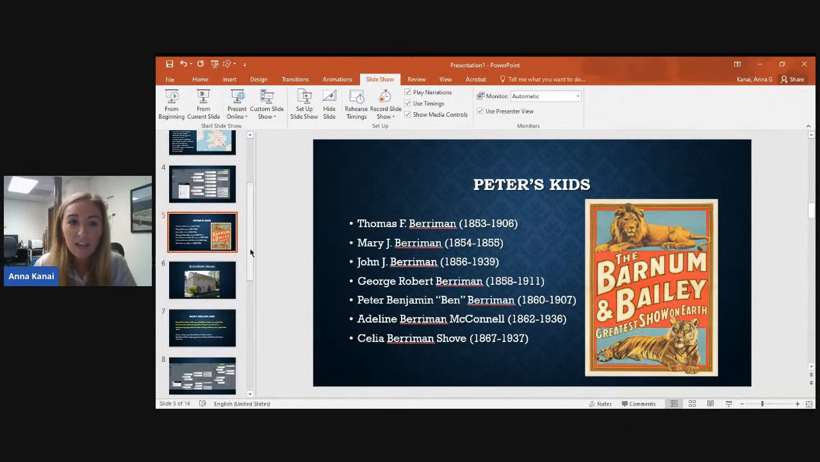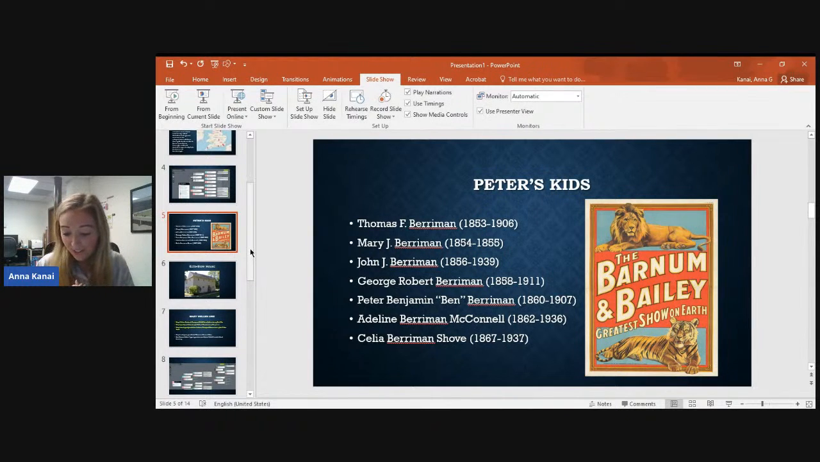But so then Mary J., she died as an infant, so there's not a ton of information on her, but she is buried here, I believe, in the Springfield Cemetery. So then John J. Berryman, he was actually the last survivor of this family. He was known as Judge when he was in Springfield, since he apparently had that appearance, they called him that.